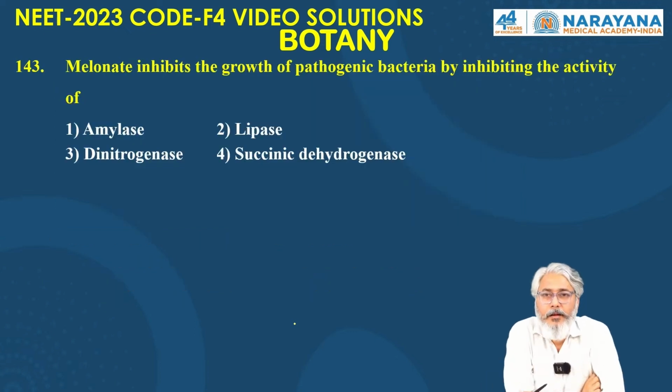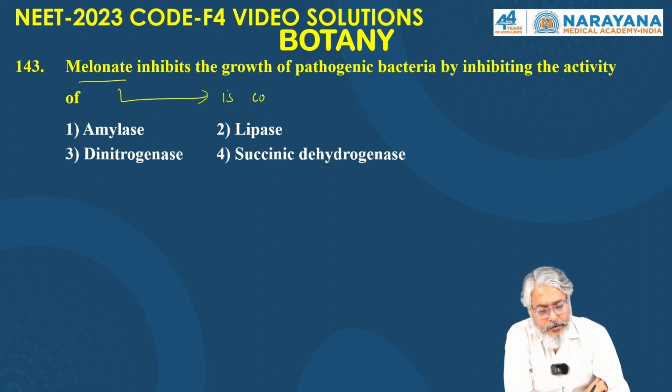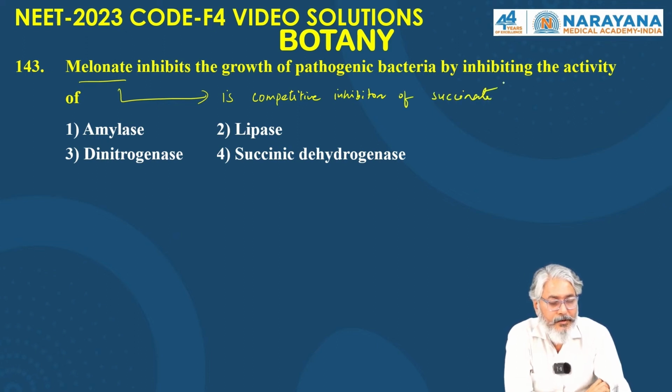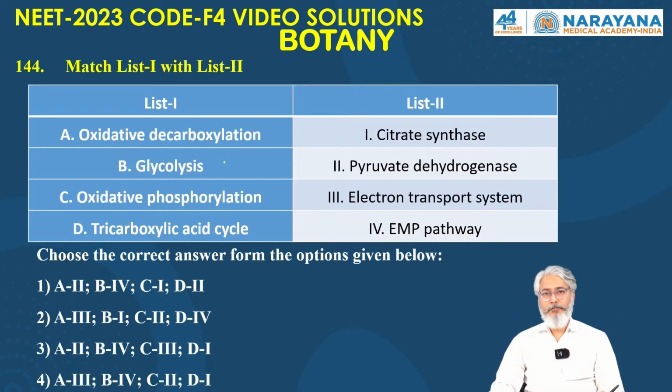It is the hint. Malonate inhibits the growth of pathogenic bacteria by inhibiting the activity of, actually malonate is a competitive inhibitor of succinate. So this is the fact behind that question. And for succinate, the suitable enzyme is succinic dehydrogenase. So here the answer comes: succinic dehydrogenase.